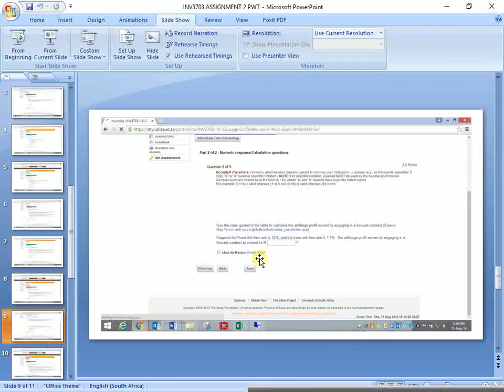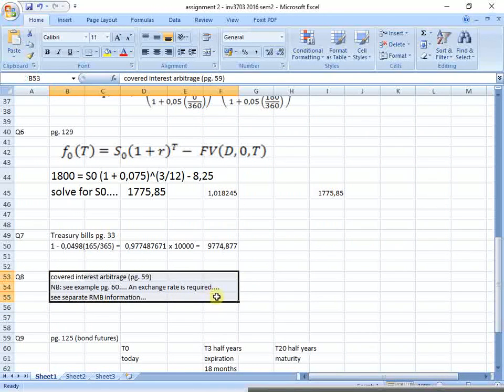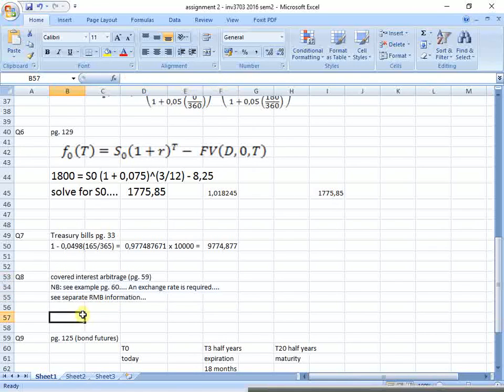If I'm looking at the Rand risk-free rate and the Euro risk-free rate, I need the exchange rate, because it's the foreign currency and the local currency, for the arbitrage profit. So that one I will go through next week. I will download the sheet and we'll look at the interest rates and the changes.